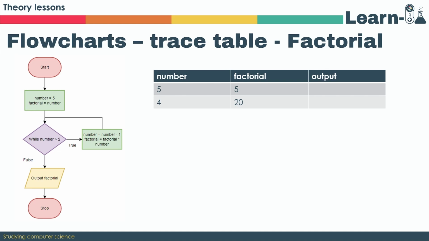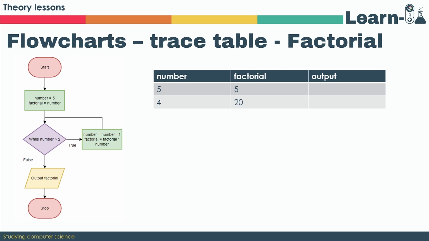Well, it is. So we go across to the left and we say that number becomes equal to number minus 1. And as you can see from the next line of my trace table, that equals 4. We then update factorial to be whatever factorial was, which is 5, and times it by this new number, which is 4, and that gives us a new value for factorial, which is 20.